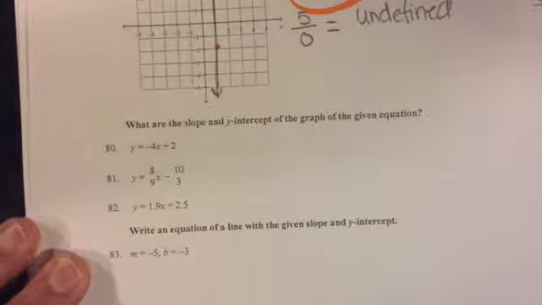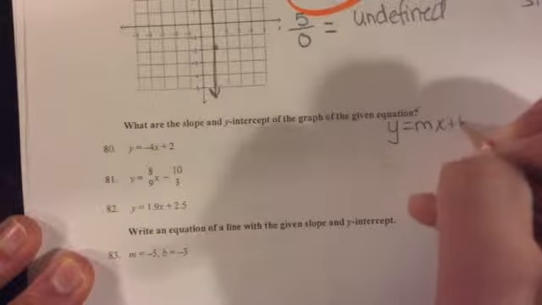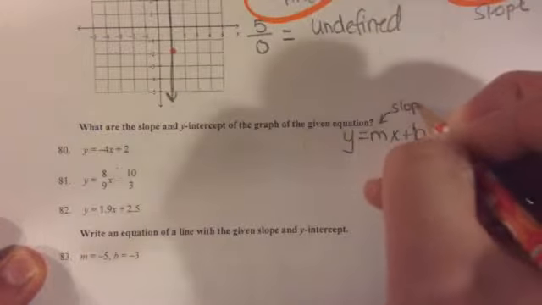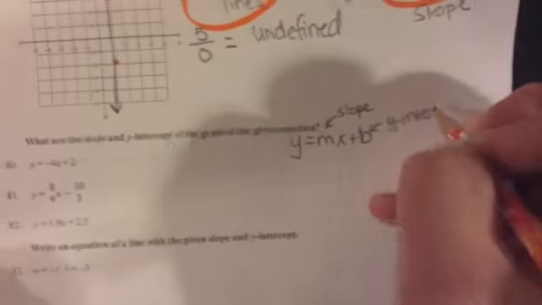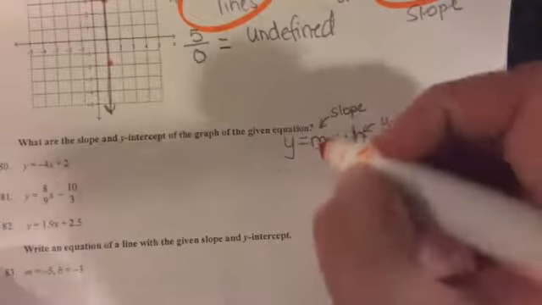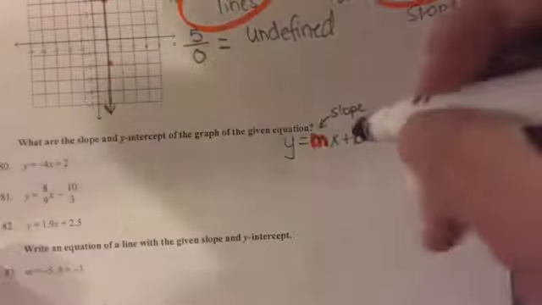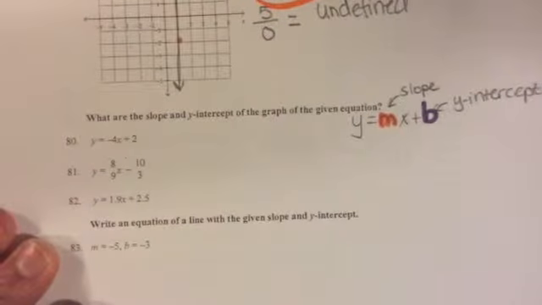With our last set of questions here, we're going to talk about slope-intercept form. Slope-intercept form is y equals mx plus b. Our m is our slope, and our b is the y-intercept. Now, keep in mind that our slope always comes next to the x in slope-intercept form, and our y-intercept is alone. So keeping that in mind, we're going to write these out here.